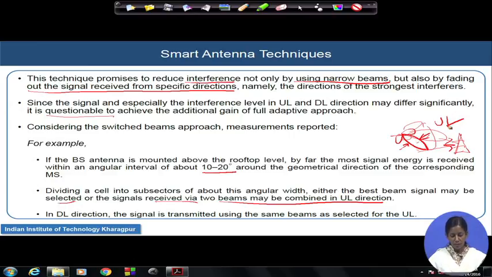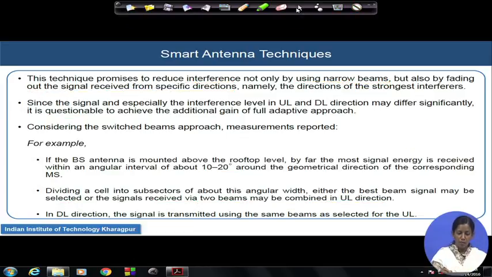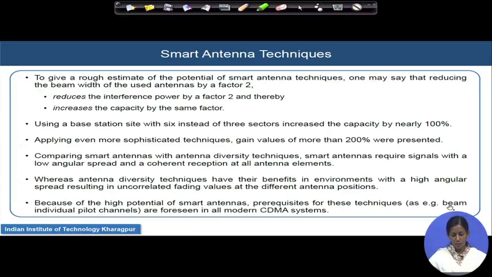In the downlink direction, the signal is transmitted using the same beams as selected by the uplink, because uplink is more critical. And remember, once you choose the same beam for the downlink as you have chosen for the uplink, you consider that the channel condition is not changing between uplink and downlink, which sometimes is too critical for the practical approach. We do not always get that kind of situation truly.